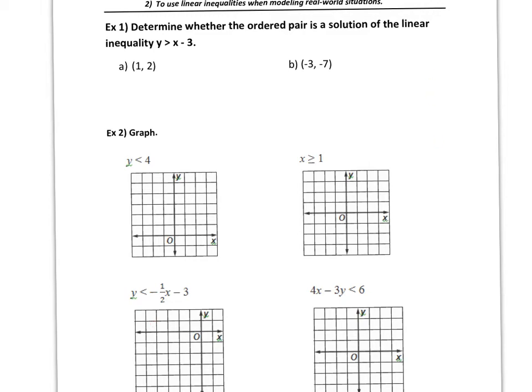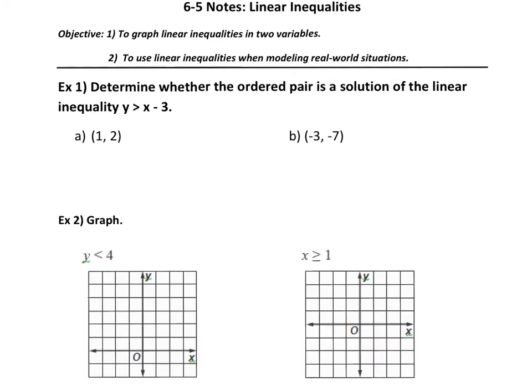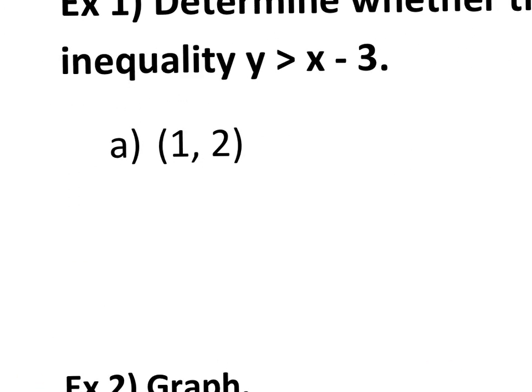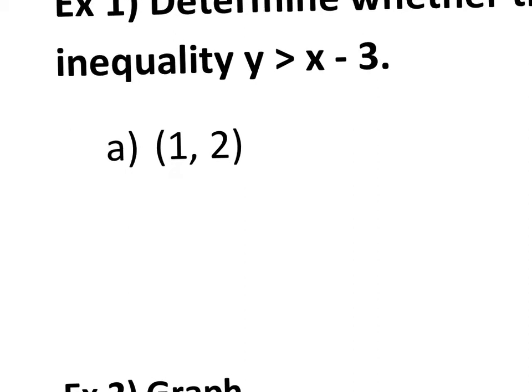And how do we graph that? So to get started here, it says determine whether the ordered pair is a solution of the linear inequality. Now the easiest way to do this is just to plug in and see if it works or not. So I know that this is my X value and this is my Y value. So I'm going to plug X into my X position and Y into my Y position, and we're going to find out is the inequality true or false.